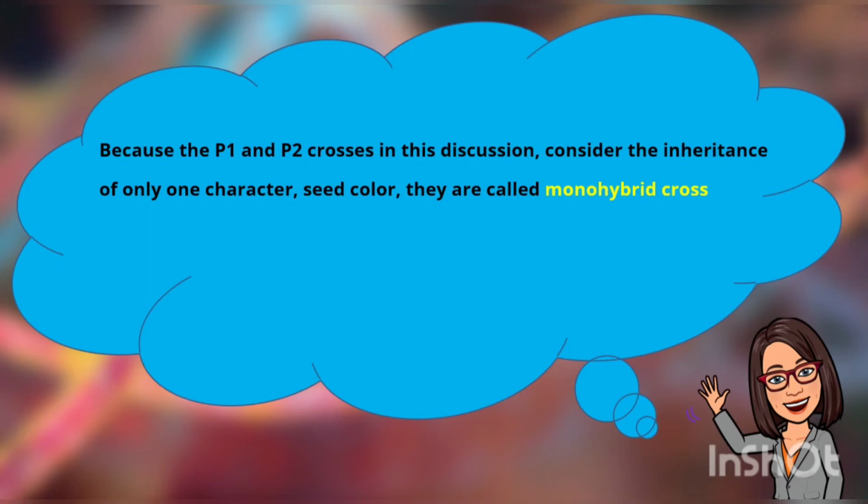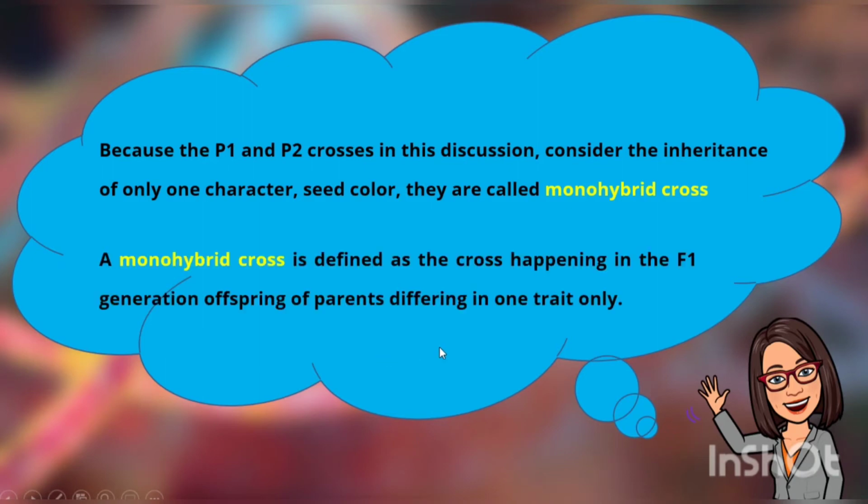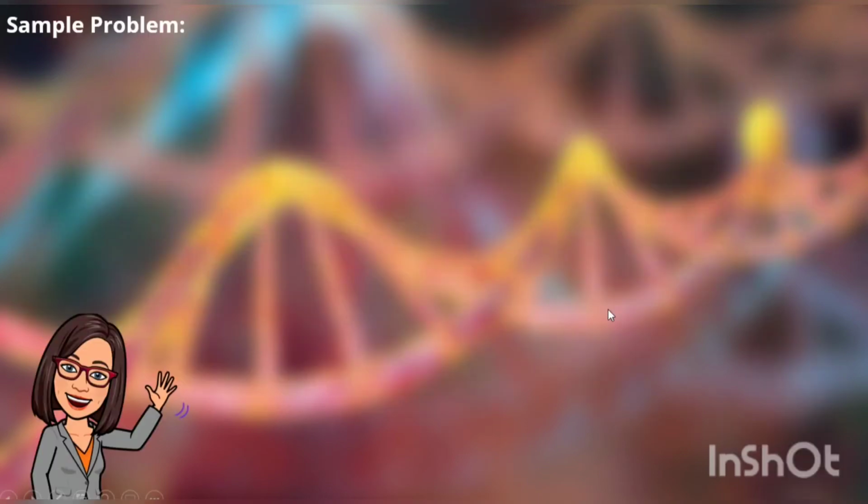Because the P1 and P2 crosses in this discussion consider the inheritance of only one character, seed color, they are called monohybrid crosses. A monohybrid cross is defined as the cross happening in the F1 generation offspring of parents differing in one trait only. Let us have a sample problem.